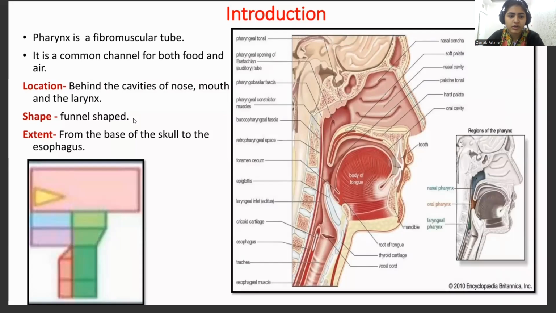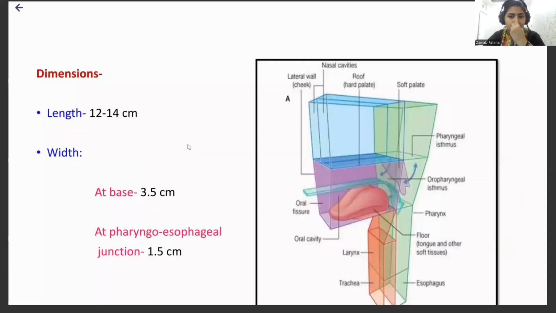It is funnel shaped, extending from the base of the skull to the esophagus. These are the dimensions. Length is 12 to 14 centimeters. Width at the base is 3.5 centimeters. At the pharyngoesophageal junction, 1.5 centimeters. This is a less complex view of the pharynx.